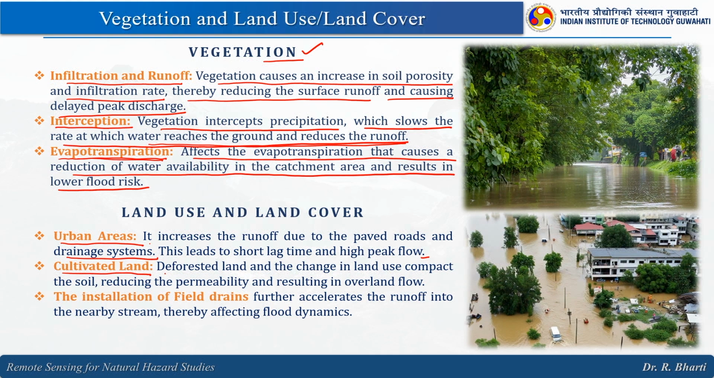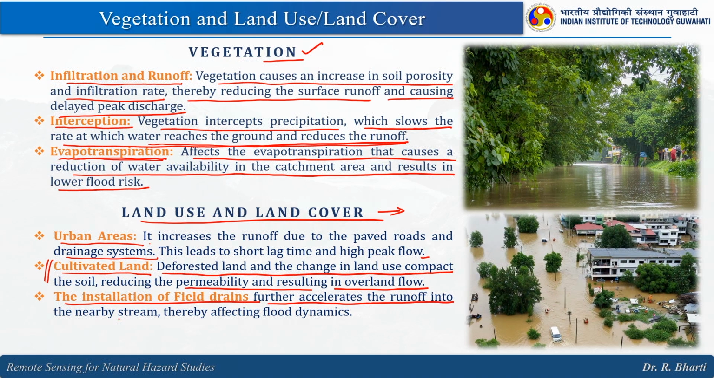Then comes the cultivated land. Deforested land and the change in land use compact the soil, reducing the permeability and resulting in overland flow. Due to this land use land cover conversion, what happens? The permeability changes, which results in overland flow. The installation of field drains further accelerates the runoff into the nearby stream, thereby affecting flood dynamics. So, the dynamics will be very different when we have the installation of field drains, right.